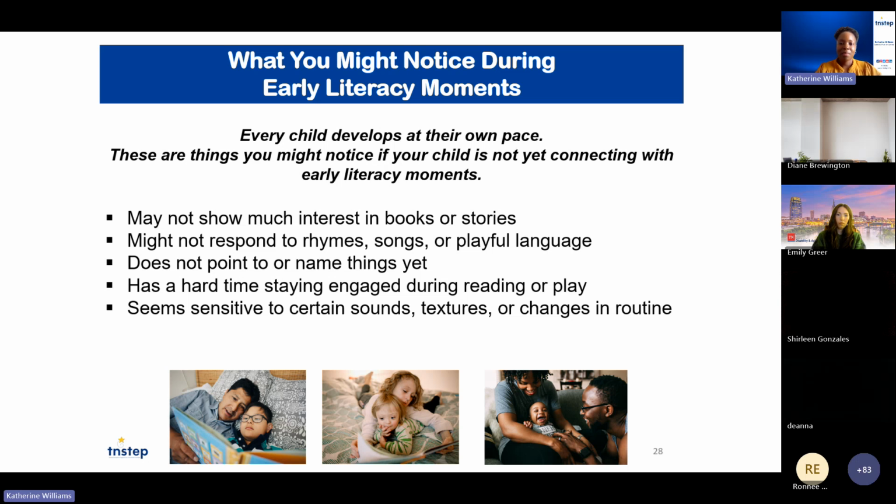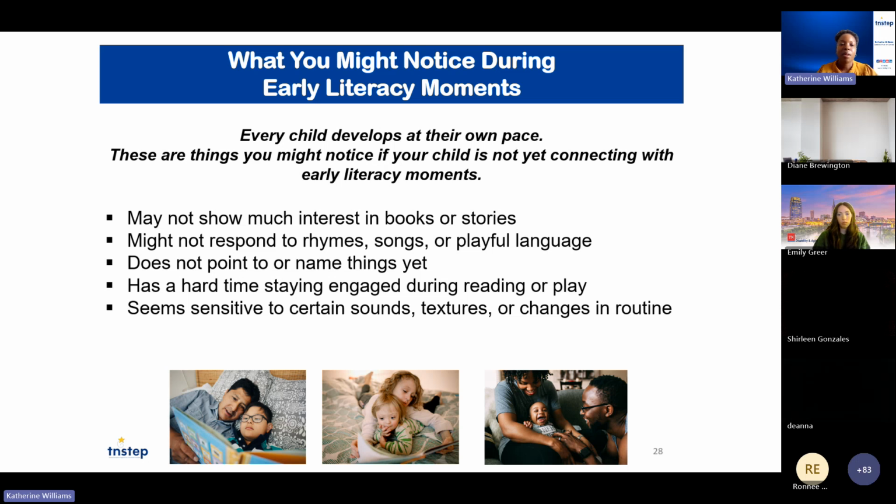So I did want to take a minute to really talk about how every child develops at their own pace. So you might notice some things during early literacy moments, such as maybe a child is not yet showing a lot of interest in books or stories, and that's okay. We can meet them where they are and build from that.